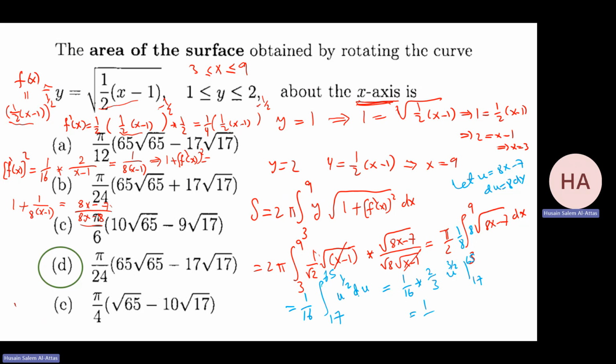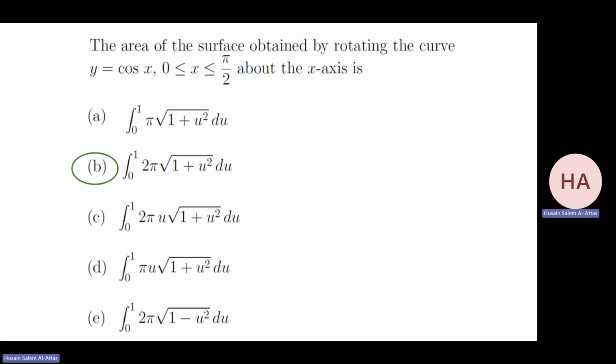That gives me, forget the pi. No, there is pi. Pi over 24 times 65 square root of 65 minus 17 square root of 17. It's a matter of calculation, but you need to be careful and do the integration.